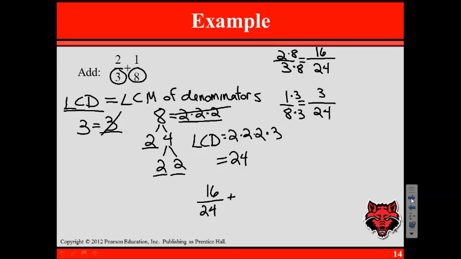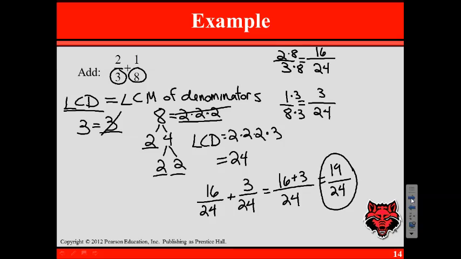We replace 1 over 8 with 3 over 24. And now that we have a problem with common denominators, we write that denominator one time, perform the operation with the numerators, and write the result. Now 19 is a prime number. We could try to write the prime factorization of the numerator and denominator. You would find that nothing simplifies. So 19 over 24 is the simplified solution.